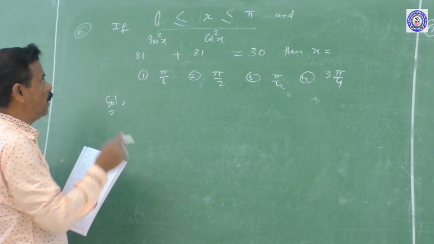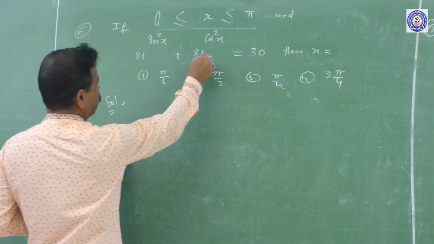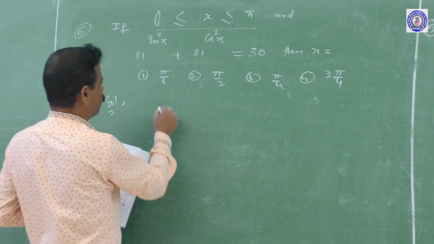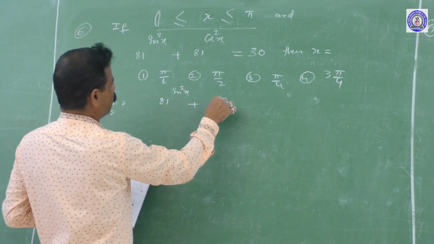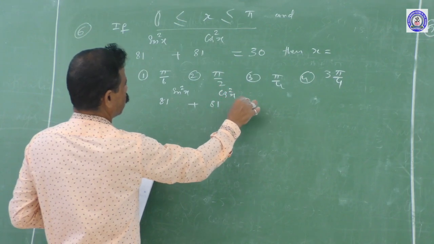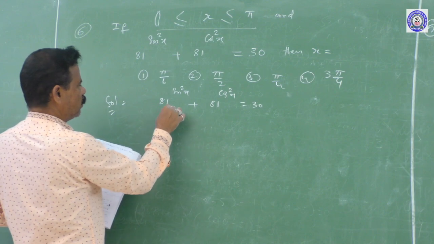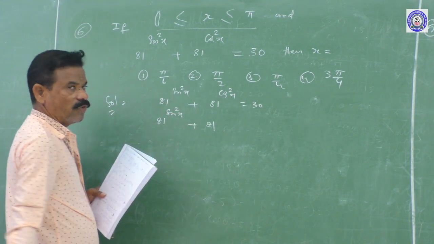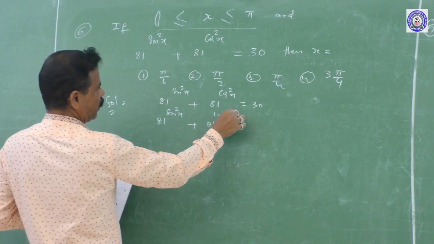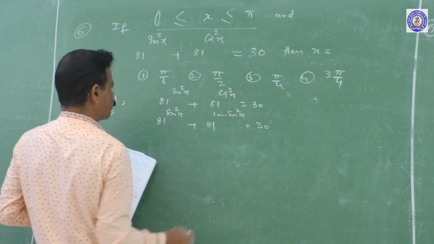X value 0 to 5, 0 to 180. That means under one equation given: 81 power of sin square x plus 81 power of cos square x is equal to 30 given. 81 power sin square x, 81 power cos square x is equal to 30 given. From this, 81 power sin square x as is, here 81 power cos square x converted to sin square x, 1 minus sin square x is equal to 30.